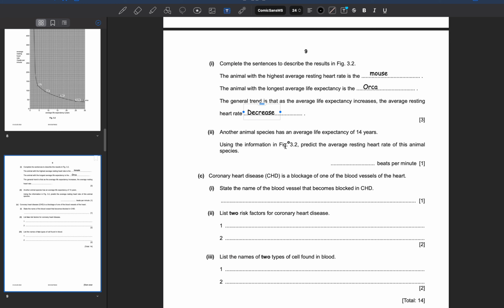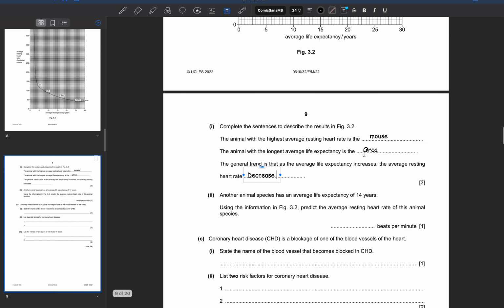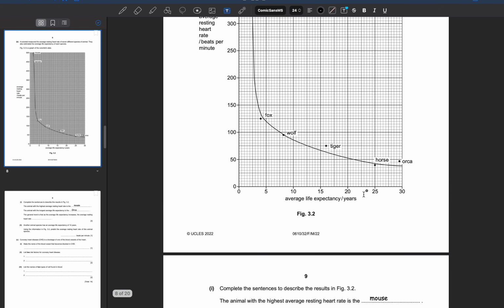Okay, another animal species has an average life expectancy of 14 years. Using the information in figure 3.2, predict the average resting heart rate of this animal species. We want to know, from the graph, the average resting heart rate of the animal that has an average life expectancy of 14 years. So where is 14 years here? I have to know how much each small box is. How will I know? Here I have a large box of 5.